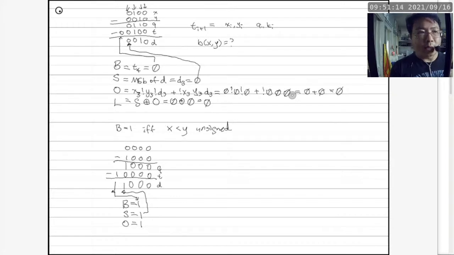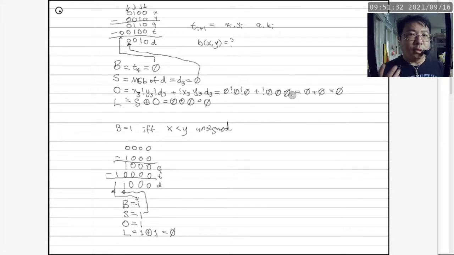That's all it's saying. All right, so now we look at the L flag, and the L flag is the exclusive OR between the S and the O, and in this case we have 1 exclusive OR with 1, which is a 0. Now we are going to take a little bit of time to really understand what it means. What does it mean?